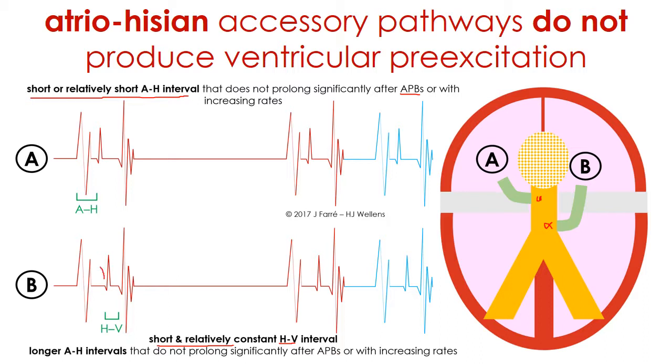The AH interval in this situation will be longer as compared to the previous scenario, but it might be either normal, the AH, or even short. The AH will not prolong significantly with atrial premature beats or with atrial pacing at increasing rates.